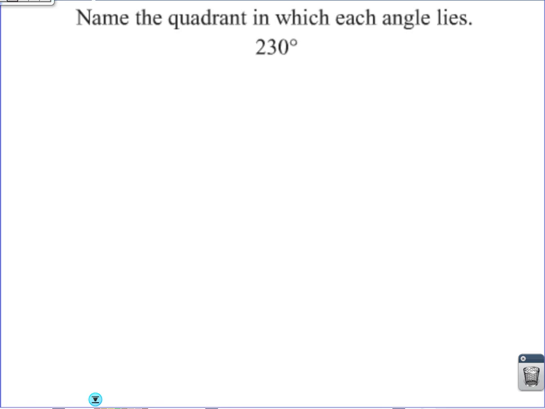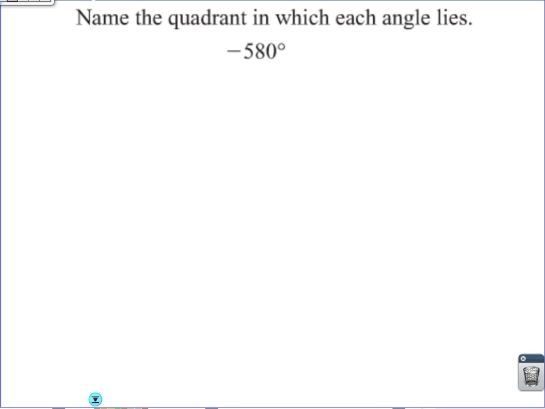Naming quadrants. We did that a while ago. Here's an extra practice. Start with your x-axis. 0 degrees, 90 degrees, 180, 270, 360. Okay, so 230. That's 90, 180, and this is 270. So do you see it lies somewhere in here? So 230 degrees would be somewhere in the third quadrant. It would actually be 50 degrees past your x-axis and 40 degrees before you get to your y-axis. So it'd be a little bit closer to the y-axis than x-axis.